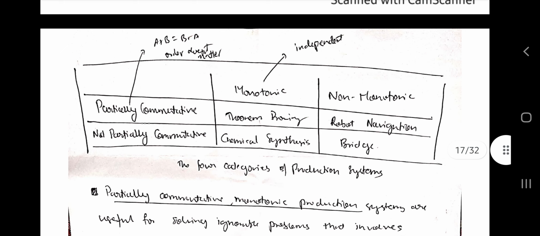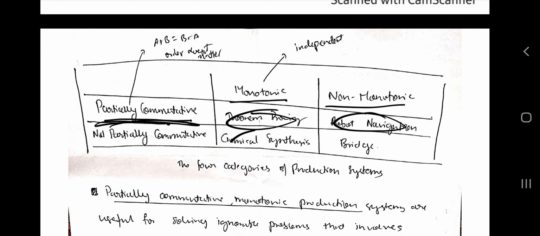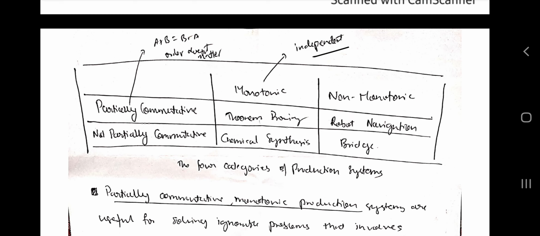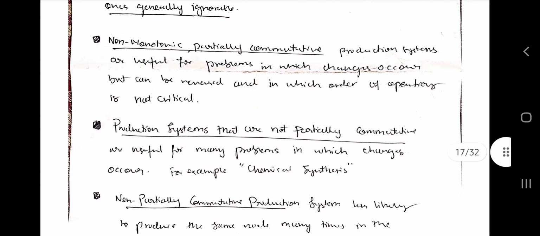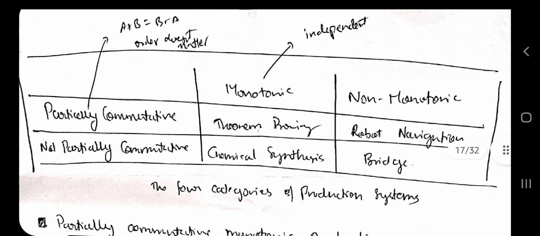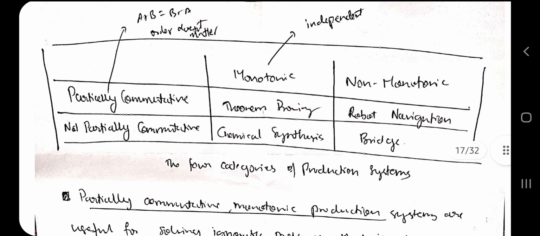You have to give 4 examples for 4 different kinds of problems: partially commutative and monotonic, what is that? Partially commutative and non-monotonic, what is that? And the rest as well. If you remember these keywords, it's very simple for you. This theory part I will not explain by reading it, I'll explain in my own words. You can go through the theory part later.